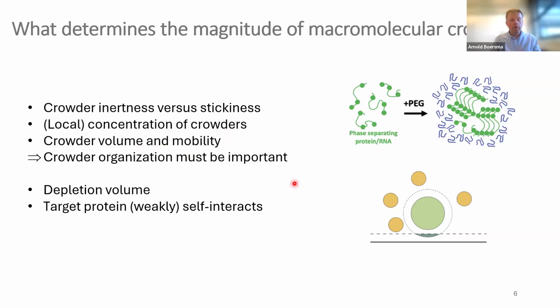Now, it's not only the crowding that determines the crowding effect, it's also the particle that you look at, for example, here in the bottom. It depends on the size of this volume where crowders can't come. If it's bigger, there will be higher depletion forces. And also, this protein has to interact somewhat to be enhanced by crowding. If it already interacts without crowder, of course, it doesn't have much of an effect.